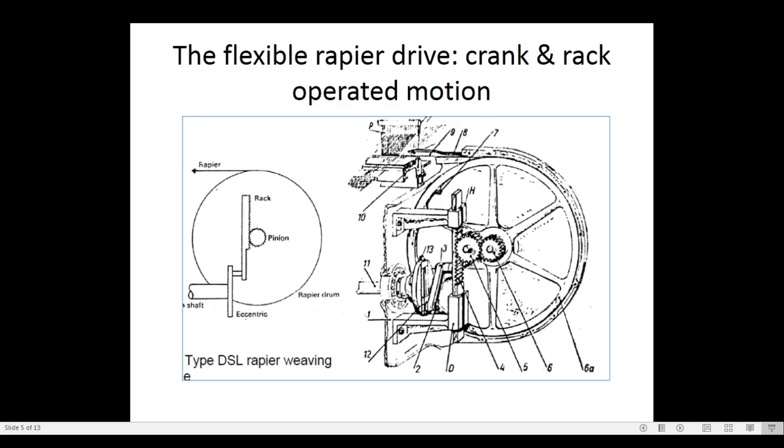It means that when the width changes, the entry point of the rapier will change. How to change that stroke, that also we'll see. So in the next lectures we'll see the stroke settings, and also how the modern rapier drives are.